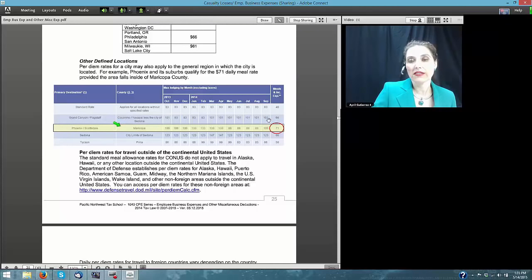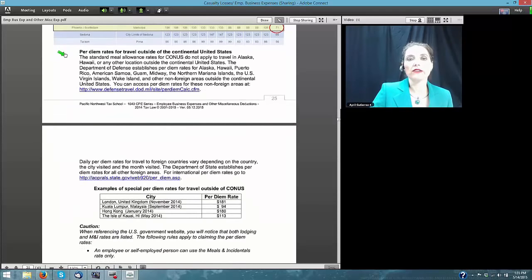And if you follow it across, you'll see that the meal and incidental expense rate is $71. So you don't necessarily have to say you're in Phoenix, Arizona, or Scottsdale, Arizona. What you need to do is determine that you were in Maricopa County. And if you weren't in Maricopa County, then you would look up what county you were in.